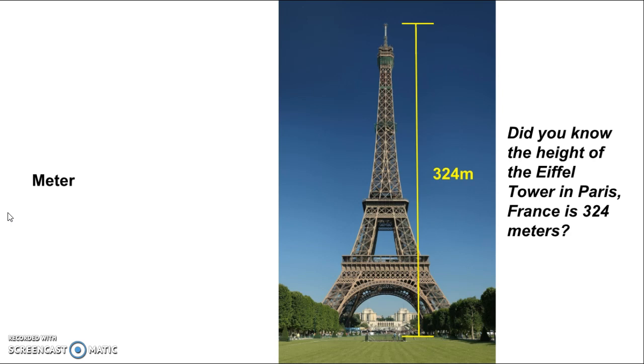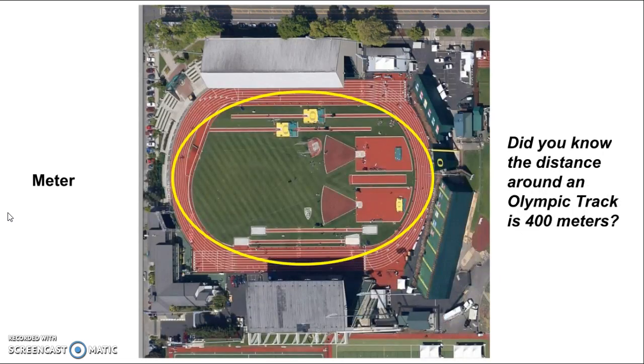We often use meters to measure distance as well, especially in sports. Think of an Olympic-sized track that's used for track and field events. The distance around an Olympic track is 400 meters, and all of the running competitions that take place on the track are measured in meters.